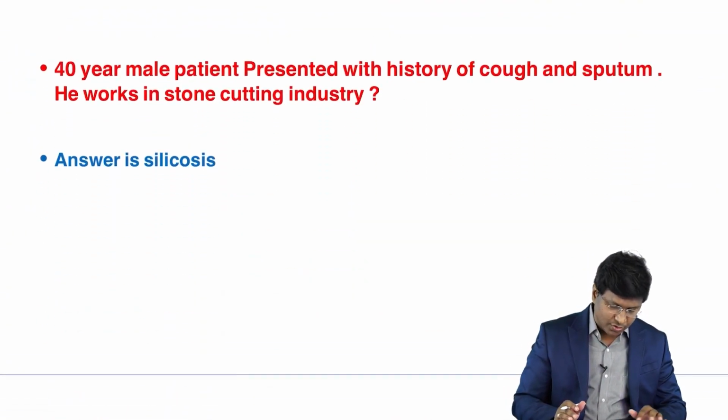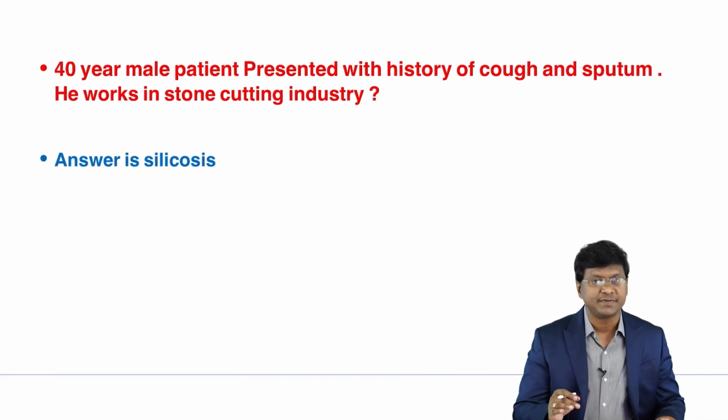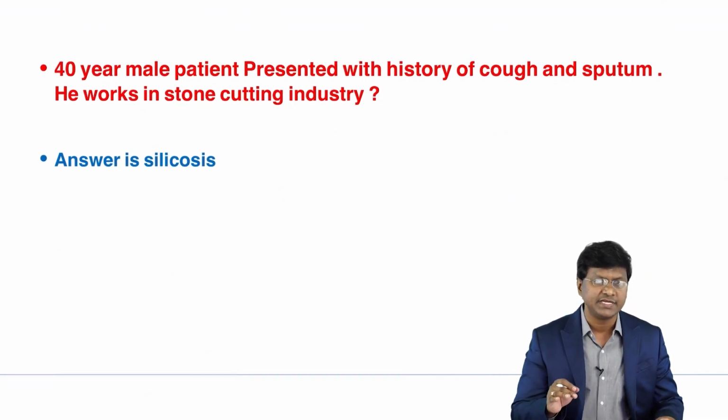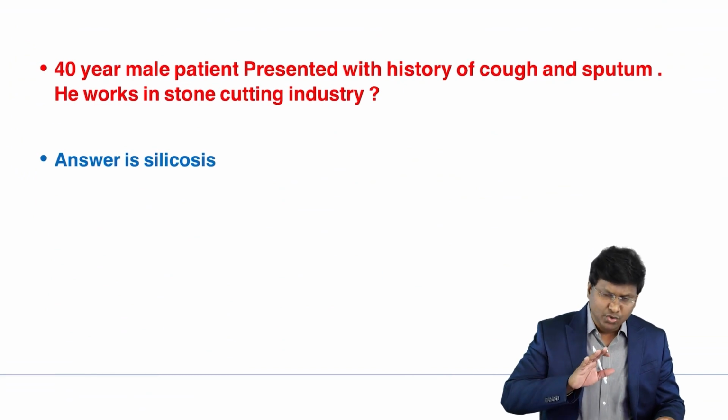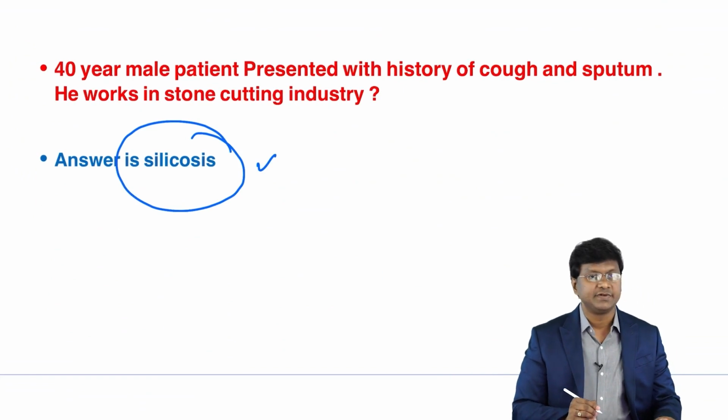And one more question is on occupational lung diseases. A 40-year-old male patient presented with a history of cough and expectoration. He works in a stone cutting industry. No doubt the answer will be silicosis, right? The answer will be silicosis.